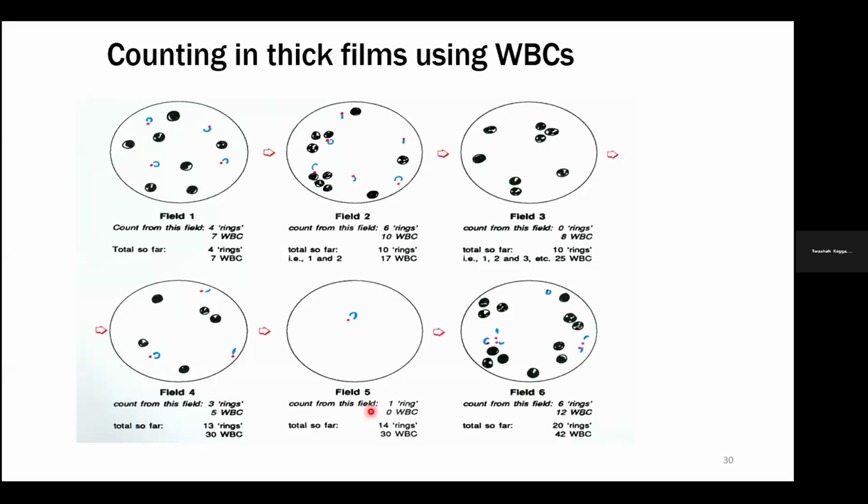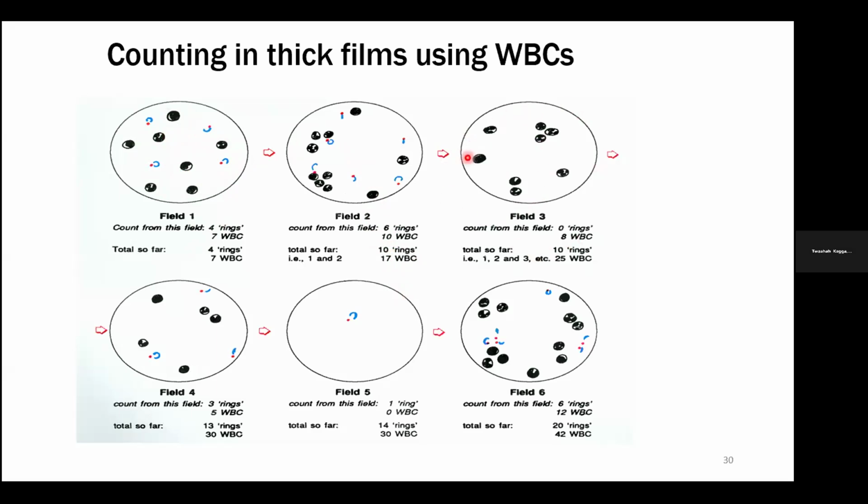This example here, we have a picture of 6 fields which have both a representation of white blood cells as black dots and malaria parasites as blue rings with red dots. In the first field, there are 4 parasites and 7 white blood cells. Let us assume we are examining under the microscope. In the second, there are 6 rings and 10 cells. Now the total is 10 parasites and 17 WBC.